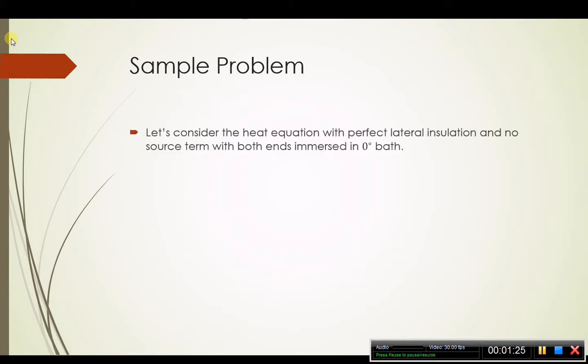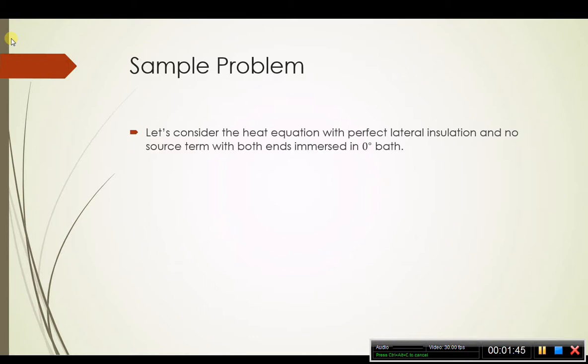Okay, so let's look at the method of separation of variables. To do this, we're going to talk about a sample problem. Here we're going to consider the heat equation with perfect lateral insulation, no source term, and both ends immersed in a 0-degree bath. If you just pause for a little bit, maybe think about writing down this mathematical model yourself, like you did in the first couple of homework assignments, and think about what this problem would look like.